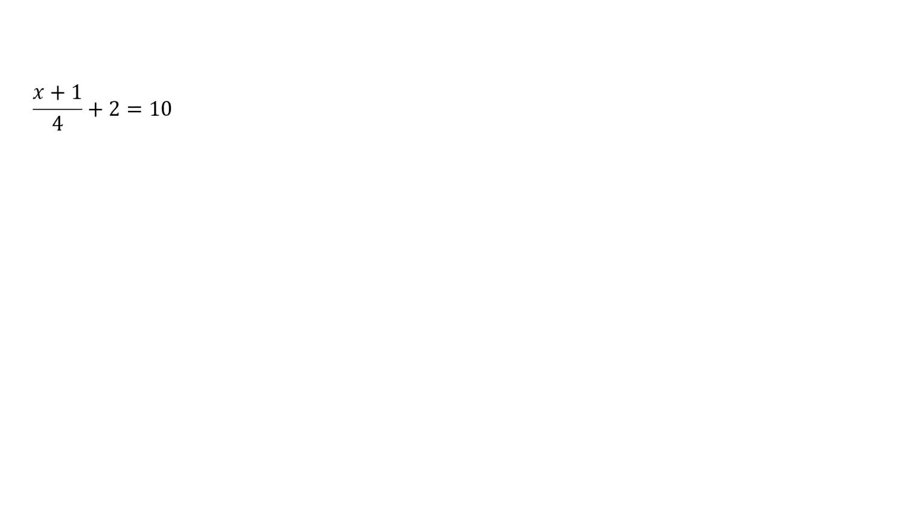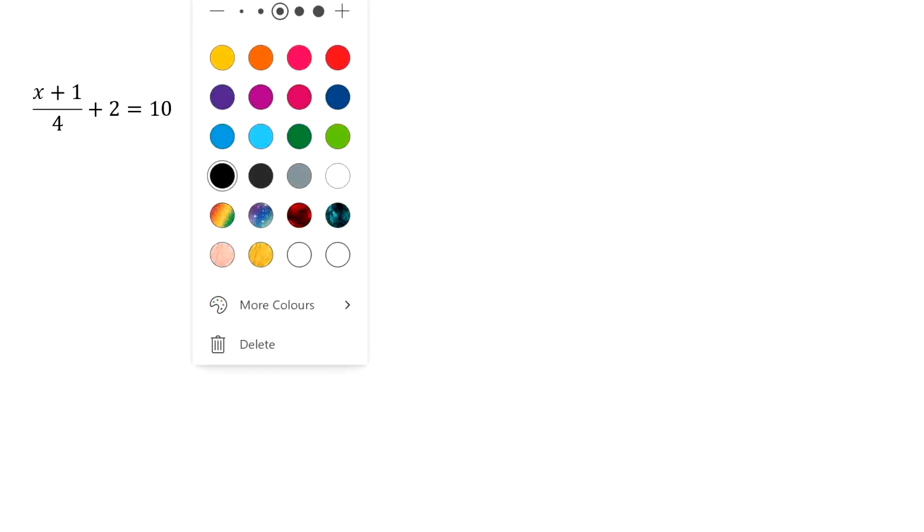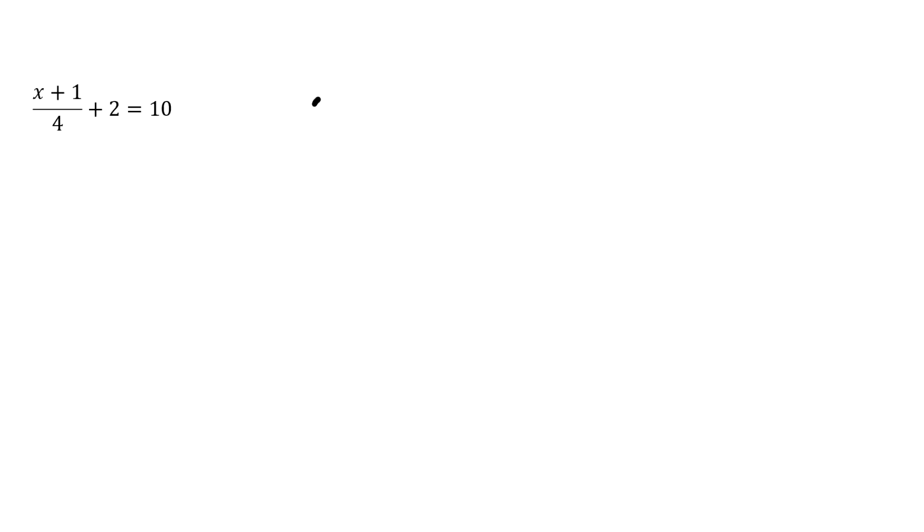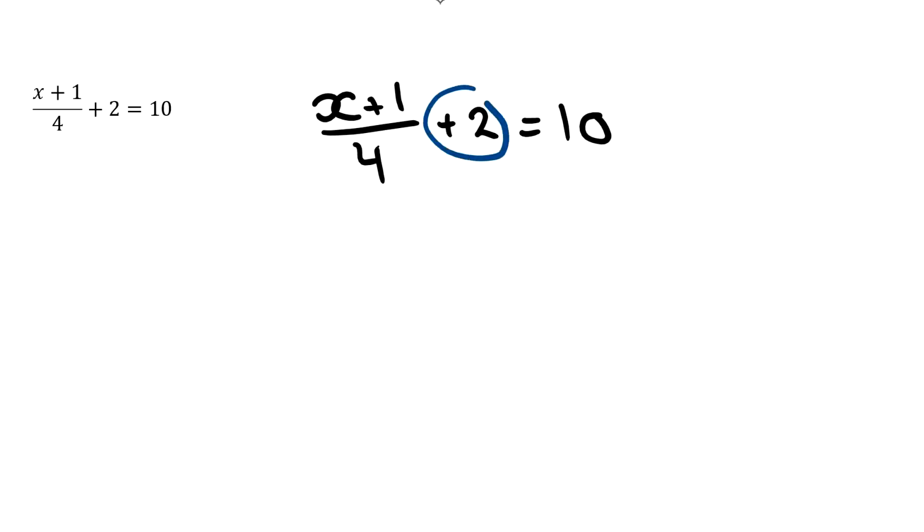So here's another one. I'll rewrite it over here. Now last time we got rid of that division, but before we get rid of the division, we need to get rid of this plus 2 first. When you have a fraction, usually you do get rid of the bottom number. But in this case, because there's a number that's not part of that fraction, we want to get rid of that first. So to do that, the opposite of plus 2 is minus 2.